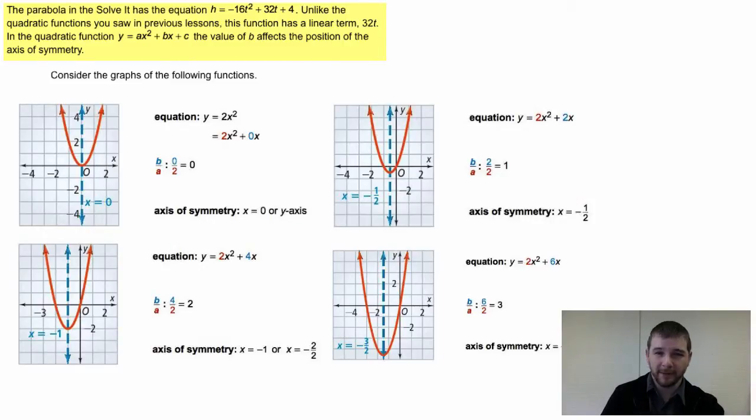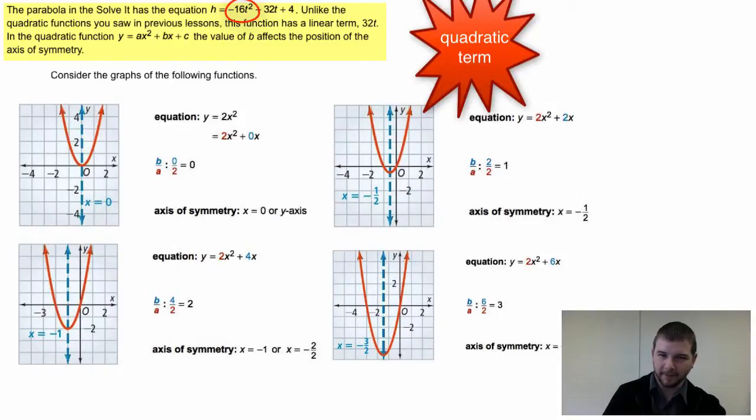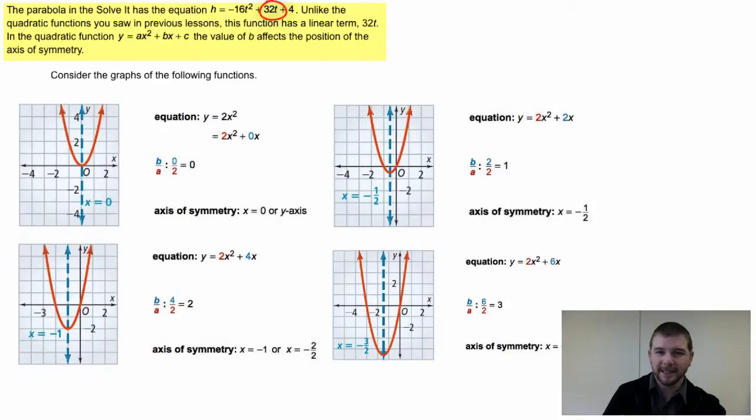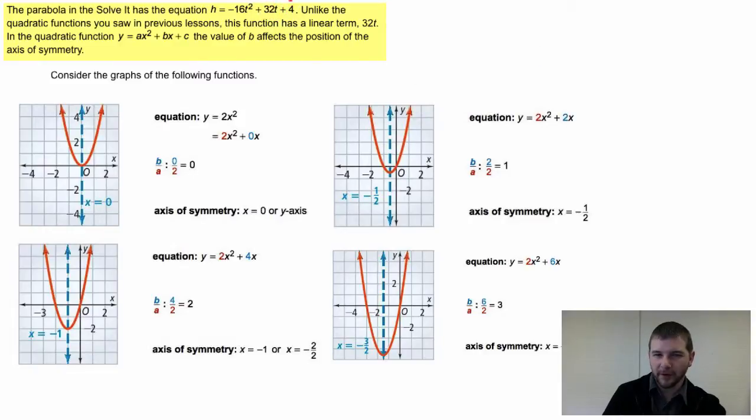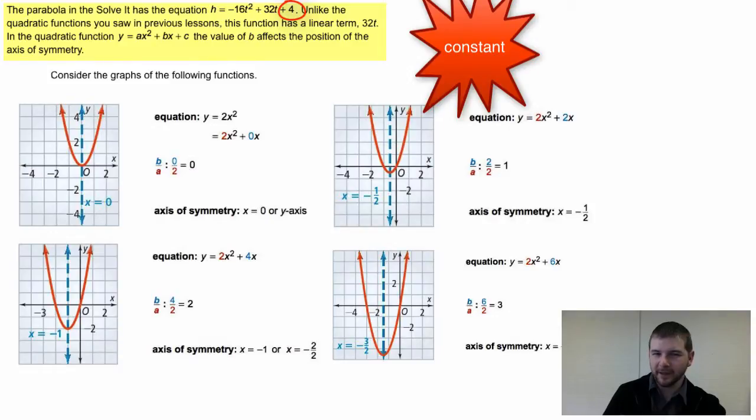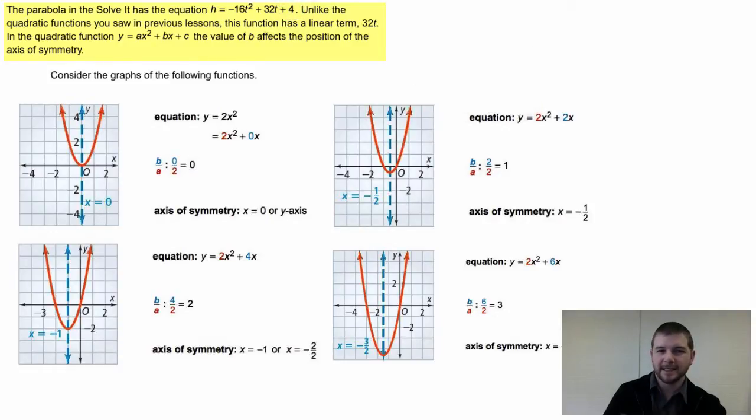A quick reminder for you, we call the first term, or in this case the negative 16t squared term, the quadratic term in a quadratic function. We call the 32t term, note how t is raised to the first power, we call that the linear term. And then 4, in this case, we call the constant. Note if we had to write a variable in there, a t, it would be t to the 0 power.